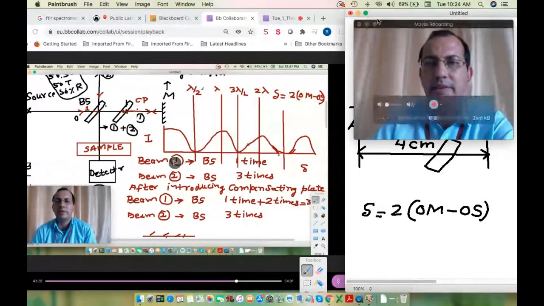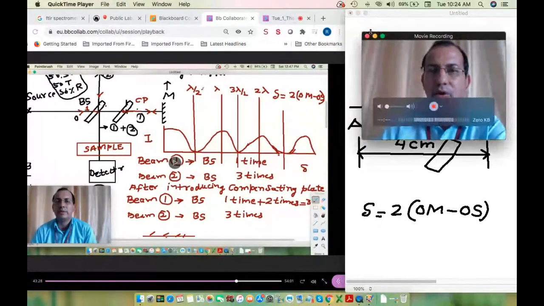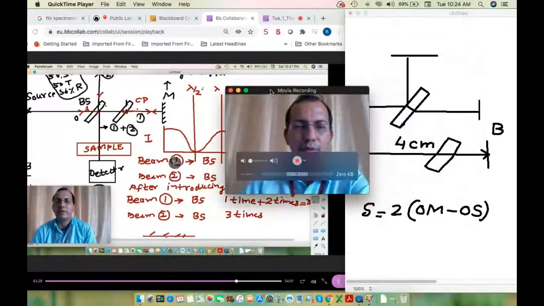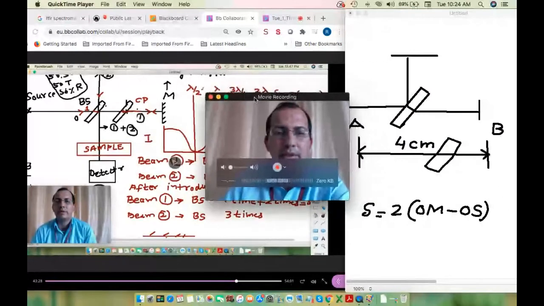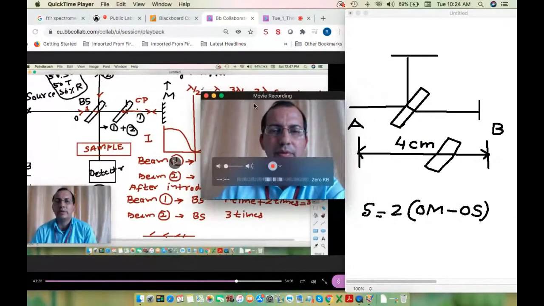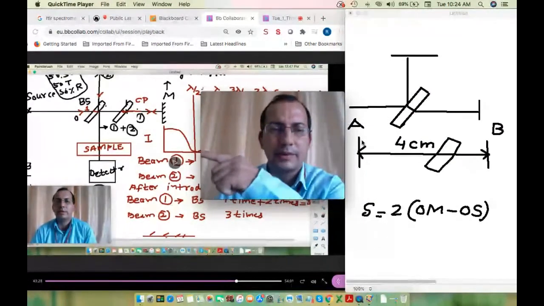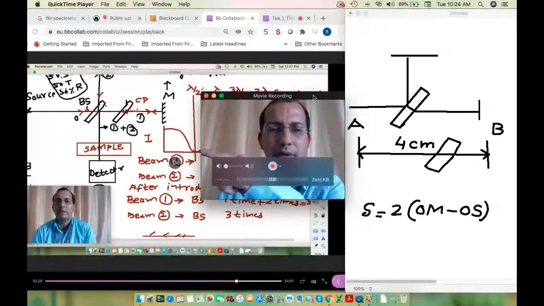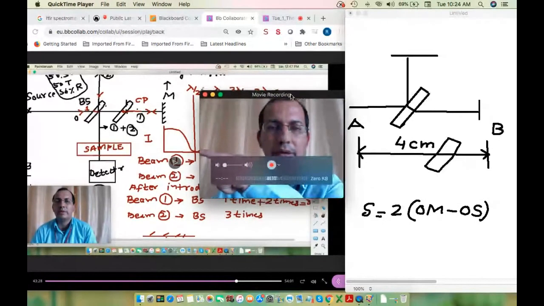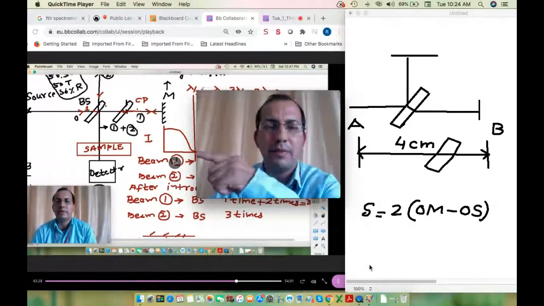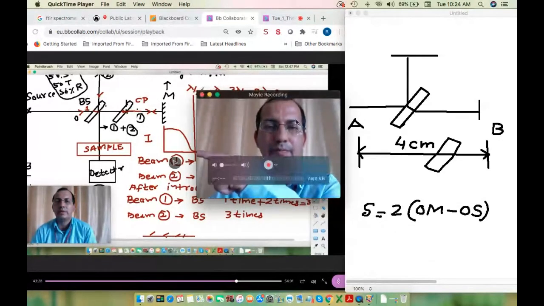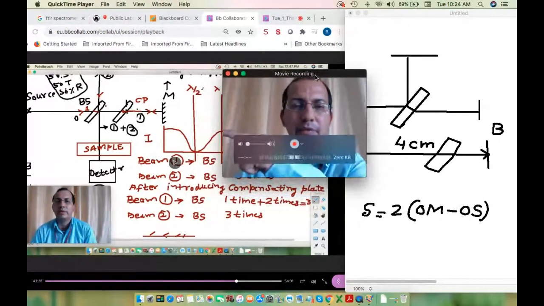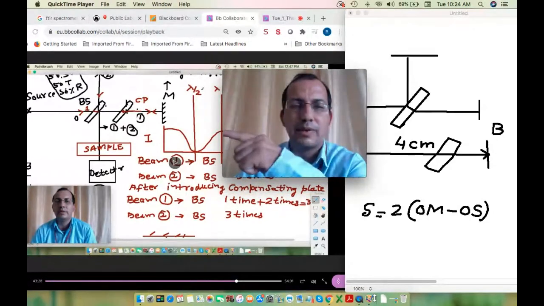Let's see what we are talking about. I'm talking about these peaks. If you look into the details, for example, this is the minima. In this graph, this point is a minima point, this point is a minima point, and this point is a maximum point, and this point is a maximum point in this case.